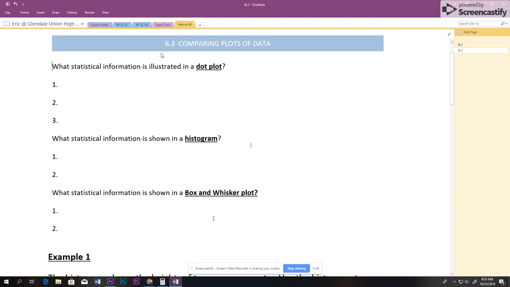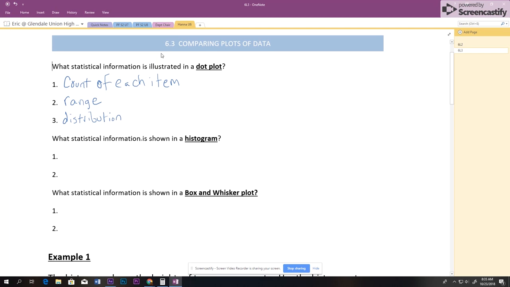All right, let's take a look at comparing plots of data. What statistical information is illustrated in a dot plot? Well, the first, it's just the count of each item. From there, the easiest one to find is the range and then the distribution, whether that's normal distribution or skewed, but we won't worry about that.